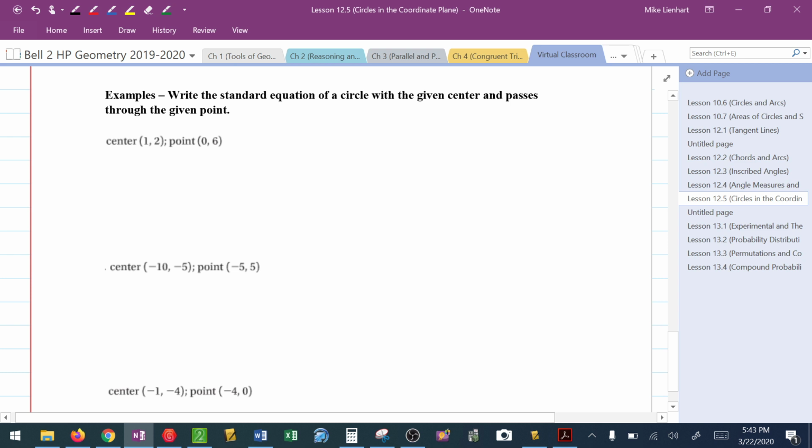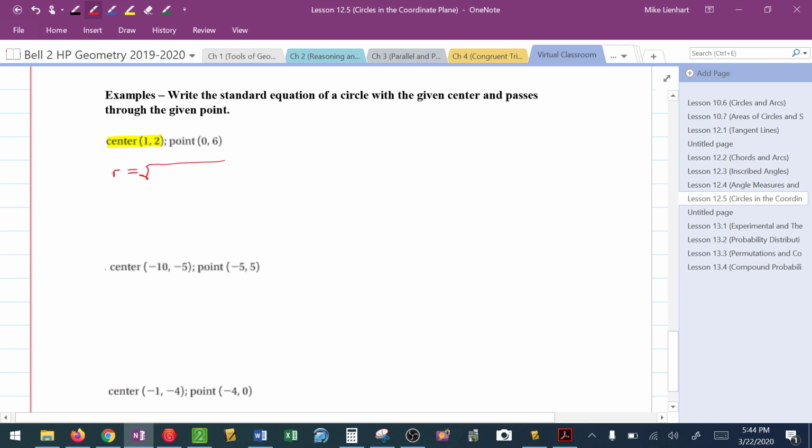So I need two pieces of information in order to write the equation. I need the center. I've got it. But I also need the radius. Now, how would I find the radius? How would I find the length between two given points? Well, that's going to be our distance formula coming back again.